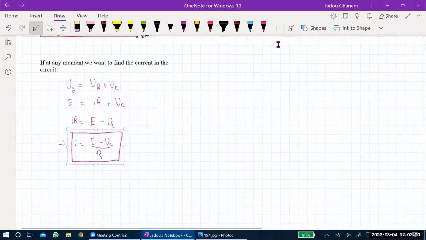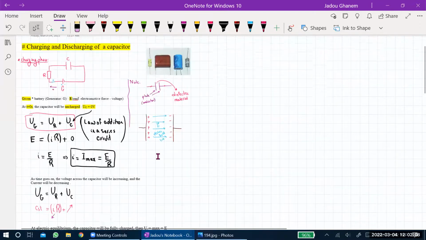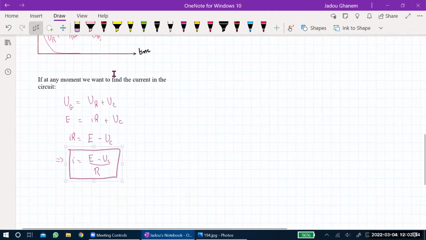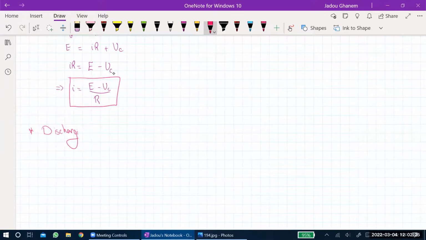All right. Now we'll move into the discharging phase of a capacitor. Let me just copy the same title. Okay, I'm going to write it again. Discharging phase.